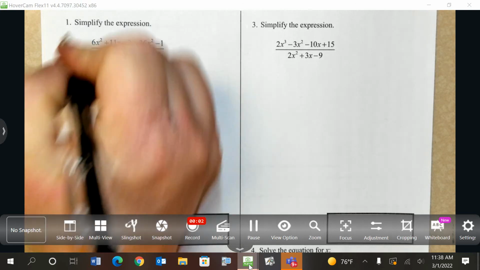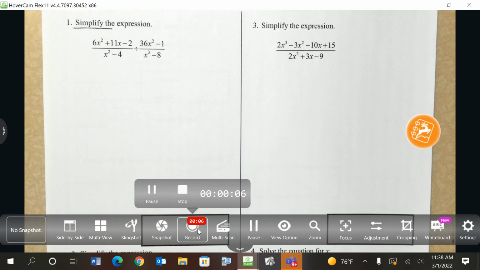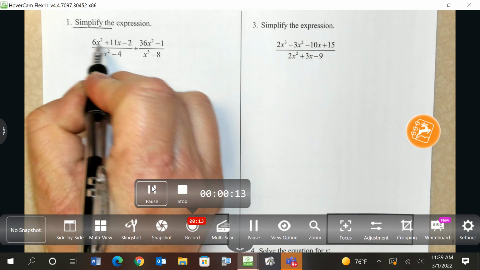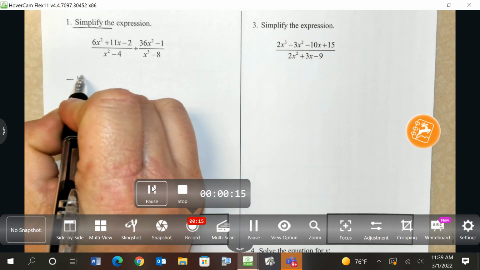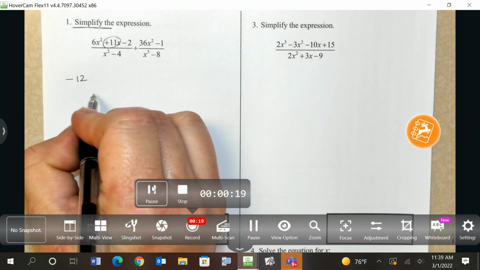Number one, I do want to simplify the expression. I'm not solving. It's not going to be x equals any number. So in order to simplify this, I'm going to look at this first trinomial in the numerator position. I'm asking myself what two numbers multiply to equal negative 12 and combine to equal positive 11.